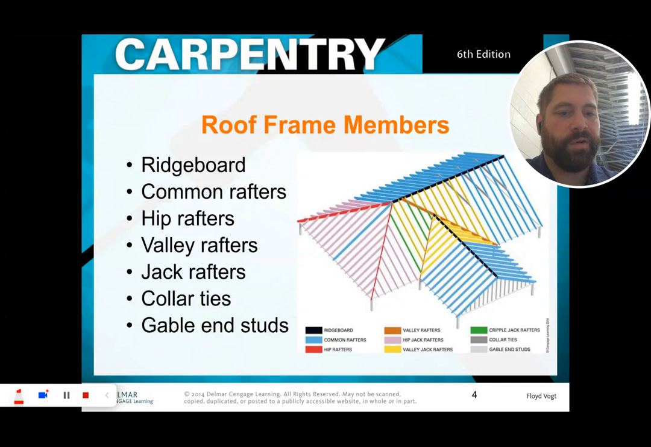Then we have our collar ties, which are in gray. So you can look in here and see where the collar ties are. We have our gable end studs, which we have here. You'll be cutting these for your performance assessment next week.